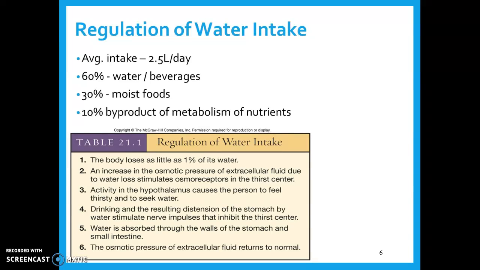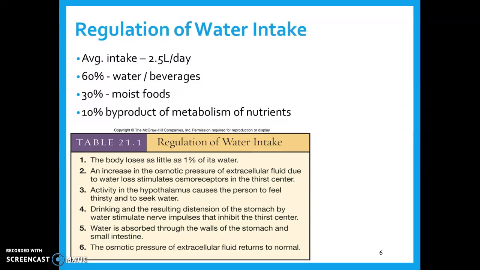Think about if you had a gallon of Kool-Aid and you pulled some of the water out of it, everything else is going to get a lot stronger and a lot more concentrated. That's the same idea with our body. We're losing water and everything becomes more concentrated. So there's going to be an increase in the osmotic pressure of extracellular fluid due to water loss, and that stimulates osmoreceptors in the thirst center. That means our fluid becomes more concentrated, and we're going to have receptors that recognize that. When it talks about the thirst center, that is going to be found in your hypothalamus.